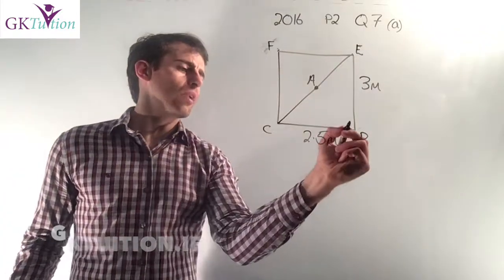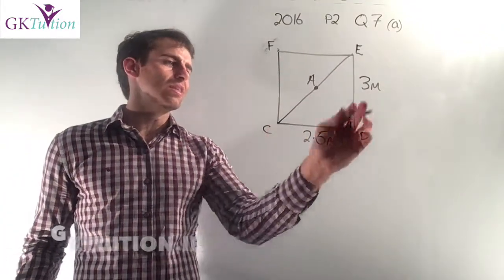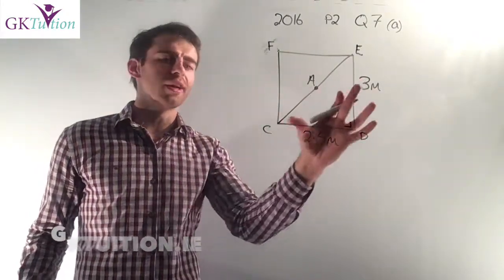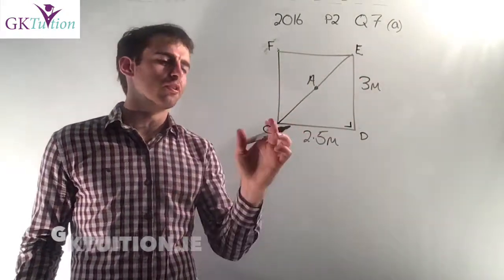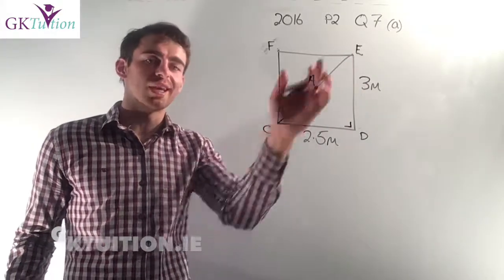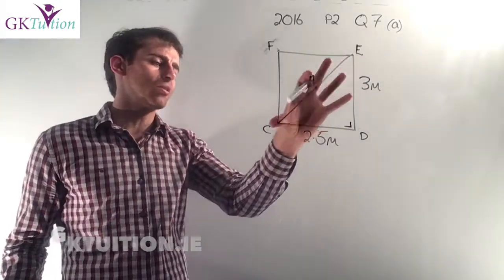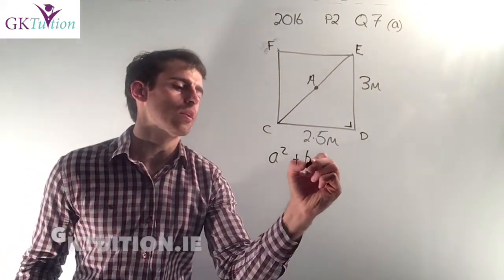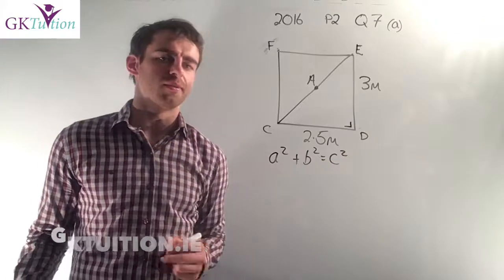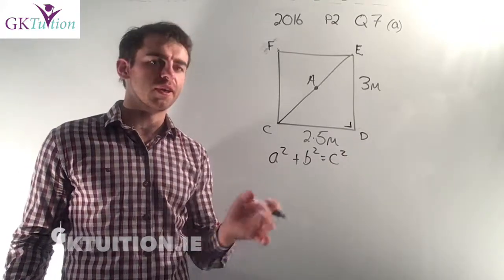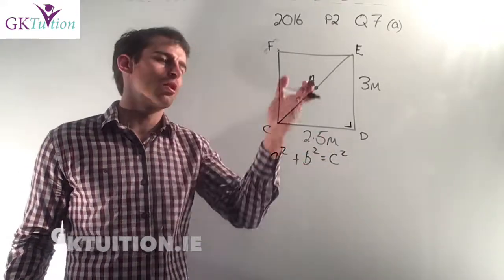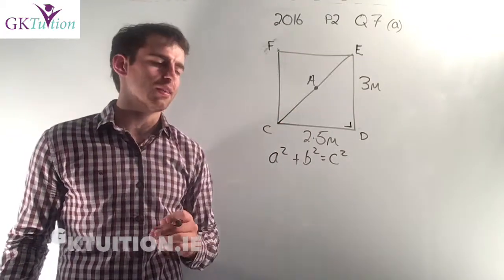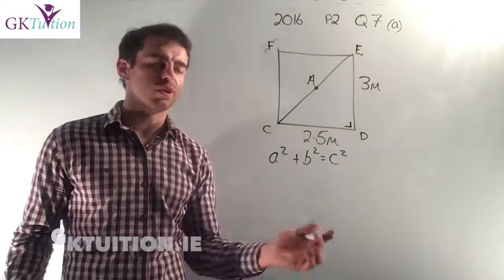In this case, you should recognize that the triangle CDE is a right angle triangle. If I know two sides in a right angle triangle, I can use Pythagoras' theorem to find the third side, or in this case the diagonal. So I can use Pythagoras' theorem to find CE. Pythagoras' theorem is that a squared plus b squared is equal to c squared. The only thing you have to be careful of here is that c is the hypotenuse, or in other words the side opposite the right angle, in this case CE. It doesn't matter which one is my a and which one is my b.